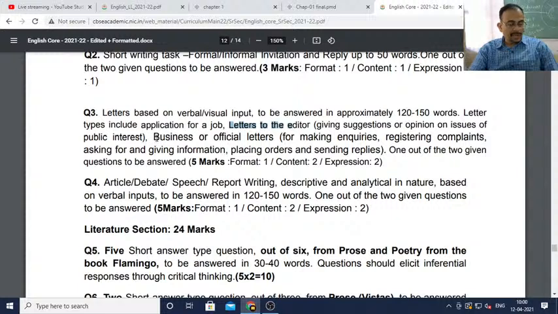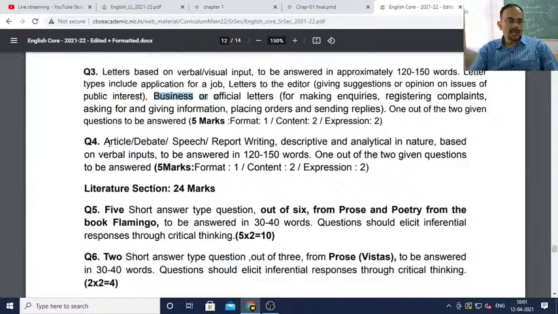Then business or official letters you have to learn. Okay, business or official letters like making inquiries, registering complaints, asking for and giving information, placing orders, sending replies. Okay, so I shall let you know. It is there already on my website, so I shall send you the link. Then you can practice this. Next is article or debate or speech or report writing. Okay, so you have to practice any 2 of these, like either you practice article and debate or you practice speech and report writing. Okay, so they are 5 marks each.